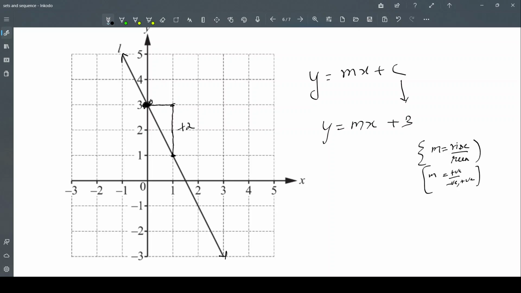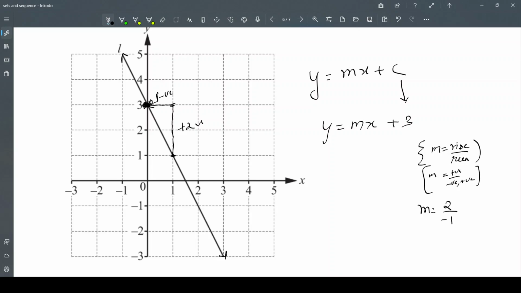And how many units is it going left? It's going 1 unit, 0 to 1. It's going 1 unit to the negative, right? It's going 2 units positive and 1 unit negative. So m is what? 2 units it's going up. So rise is plus 2 and run is negative 1.